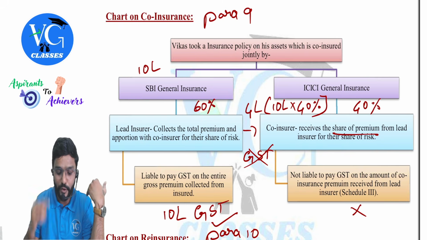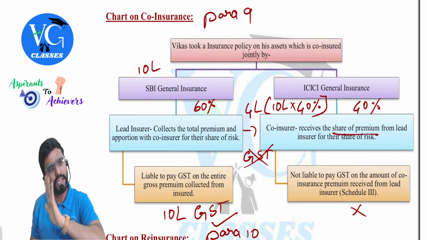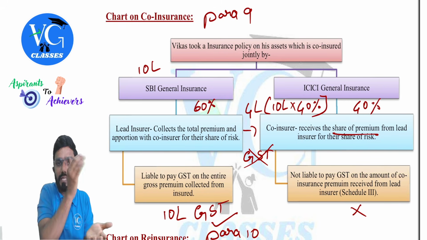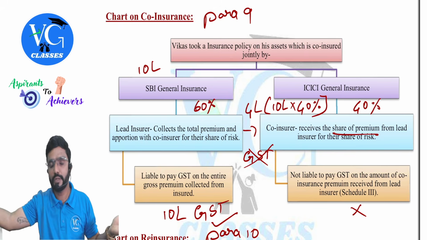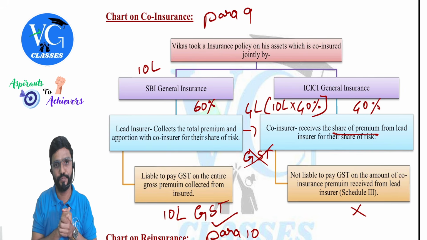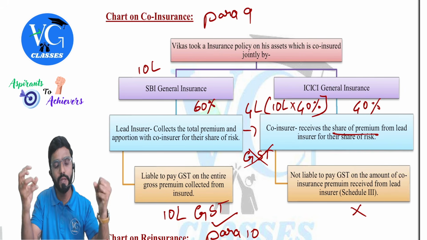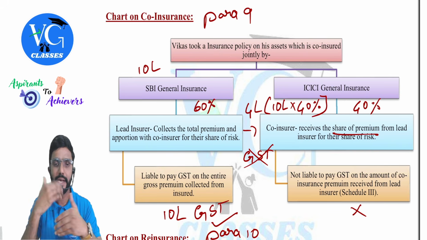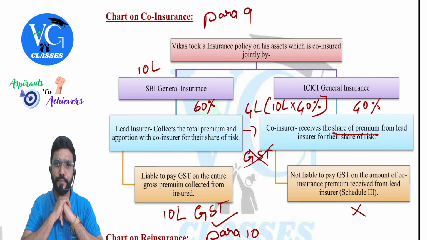Now, am I aware of both SBI as well as ICICI? Yes, they are jointly taking it. It's not like one person is accepting the risk and then transferring it to someone else. No, it is not like that. Both of them are jointly accepting the policy as well as the risk, guys. But one of them we will call the lead insurer, who is directly handling the client.